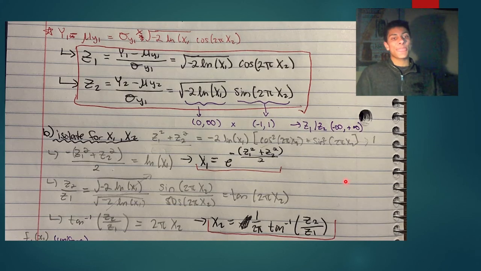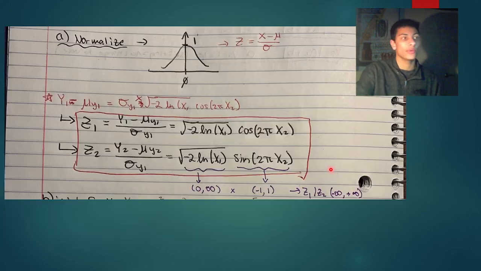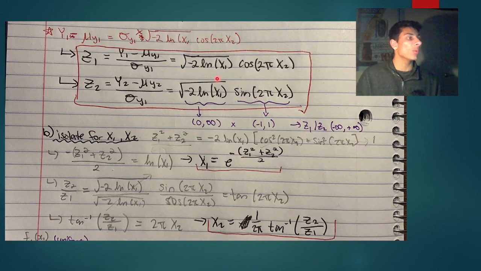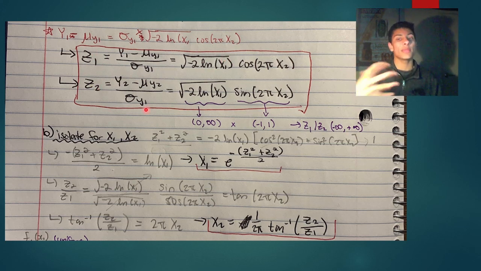So the second part of this question asks us to isolate for x1 and x2. And actually, when we're isolating for x1 and x2, we're looking for x1 and x2 in terms of z1 and z2. We want x1 in terms of z1 and z2. Same with x2, we want it in terms of both of them. So we know that we need to relate these equations in order to find them.